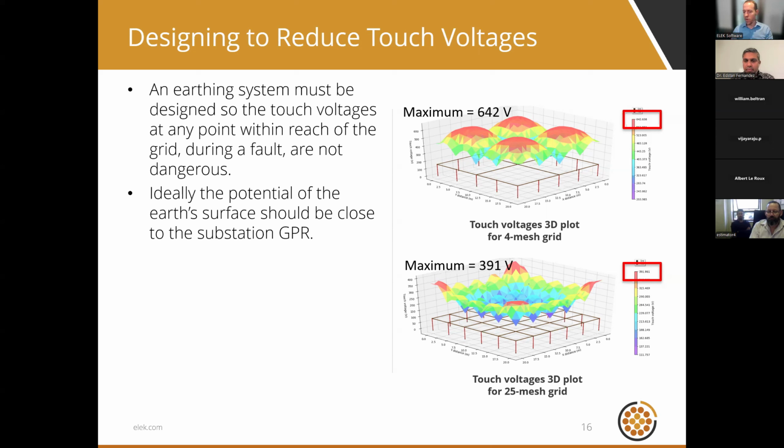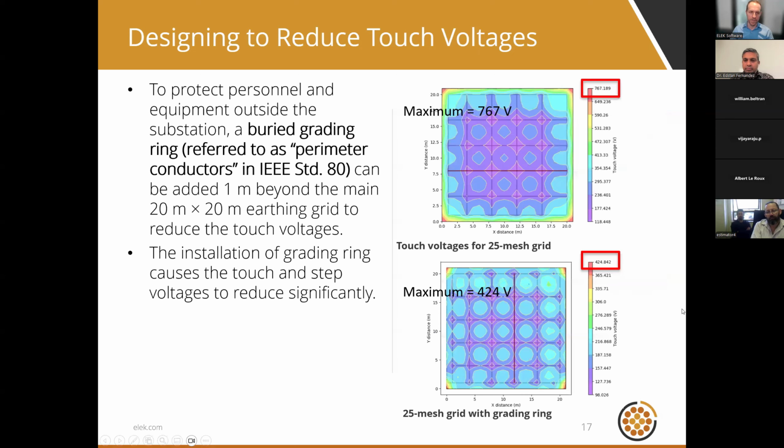And below, we haven't extended the area, but we've added more meshes. And we've been able to significantly, well, it could be significant depending on our touch voltage limit. We may have to do this so that the actual touch voltages don't exceed our safe limits. And we can do that by reinforcing the grid.